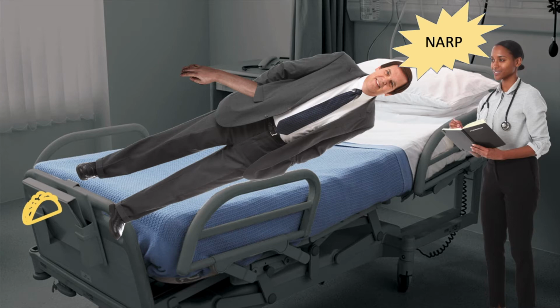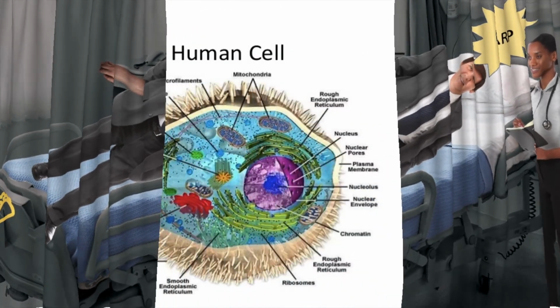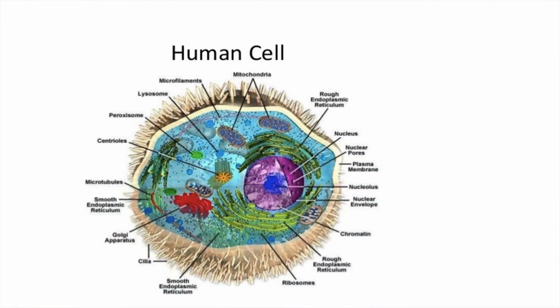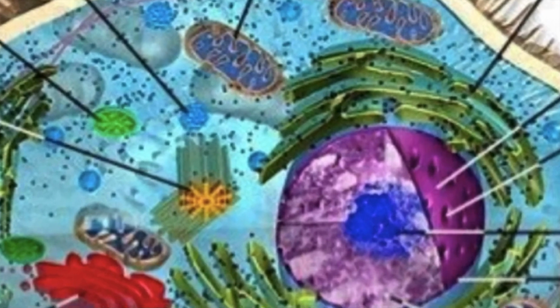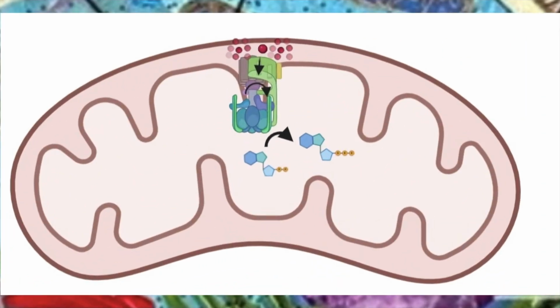First, we need to understand more about NARP syndrome. To do that, let's learn about ATP synthase. What is the ATP synthase complex and what does it do? Let's go into the cell and zoom into the mitochondria. But this time, we're going to focus on the mitochondrial membrane.